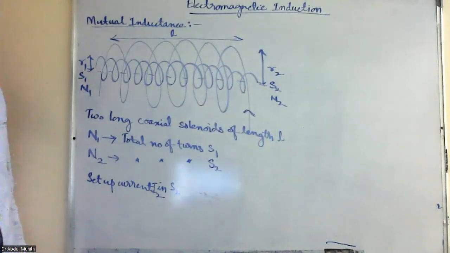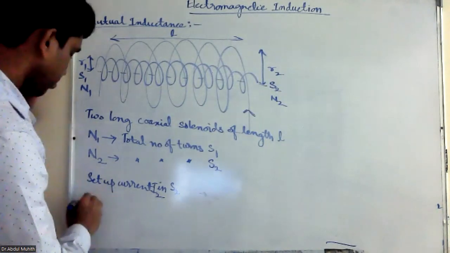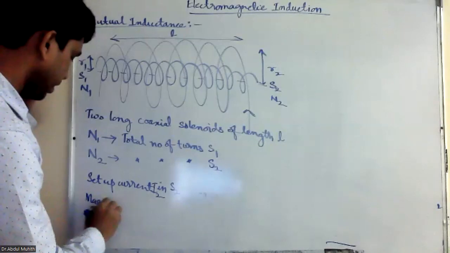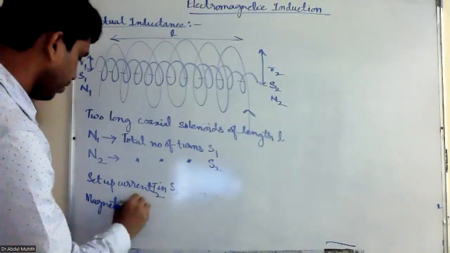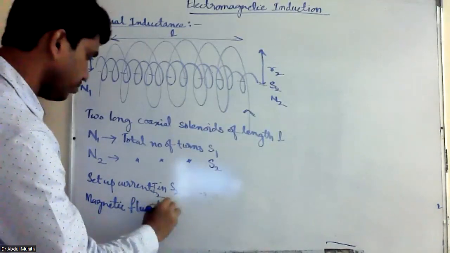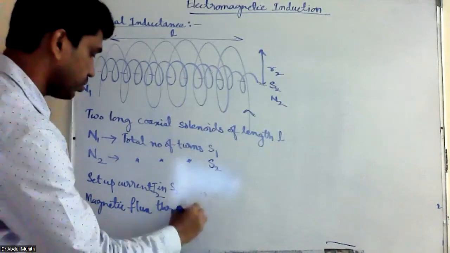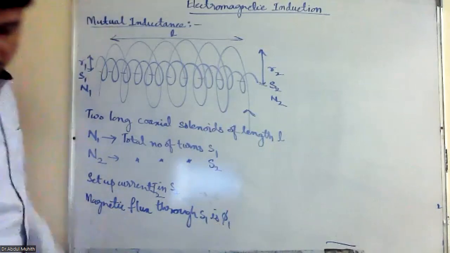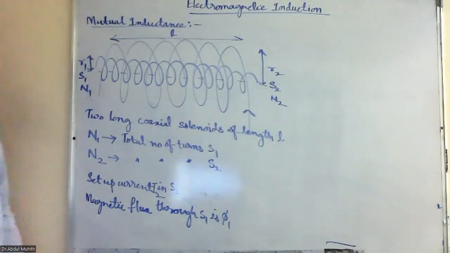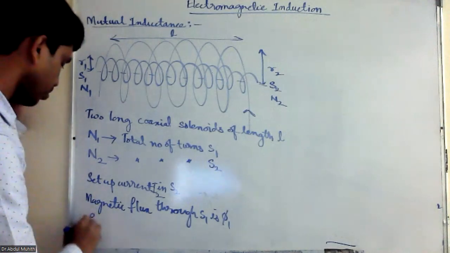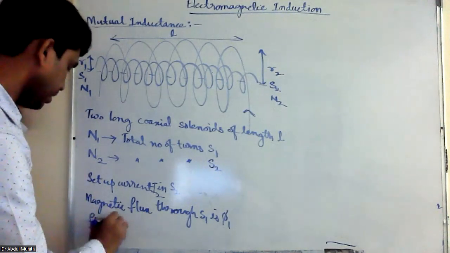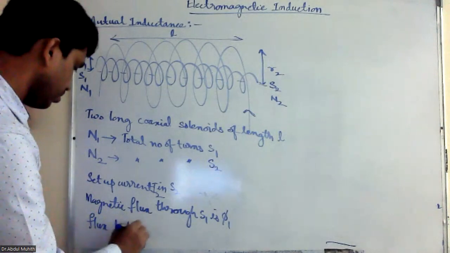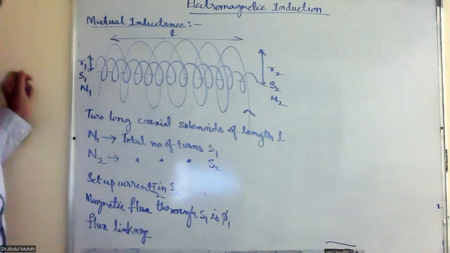Now, magnetic flux through S1. Magnetic flux through S1 is phi1. So the flux linkage with solenoid S1. What is a flux linkage now?